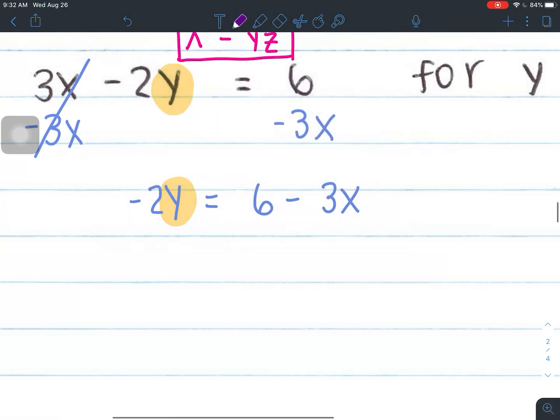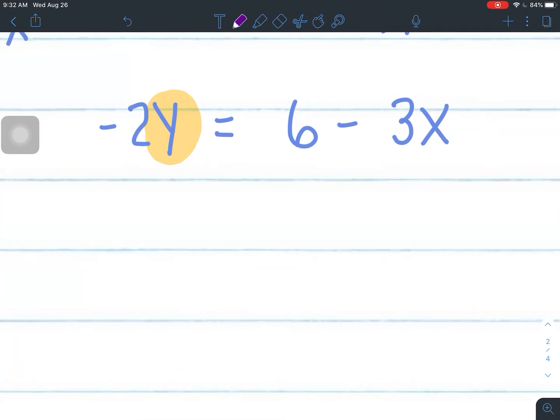Well, what would I do next? Well, again, we want y by itself. What's holding y from being by itself? That negative 2 in the front. How are negative 2 and y connected to each other? They're connected by multiplication. So I would do the opposite and I would divide. Now I'll divide this by negative 2, all right? So I would get rid of that and it would cancel. And I have to divide by negative 2 on the other side also.